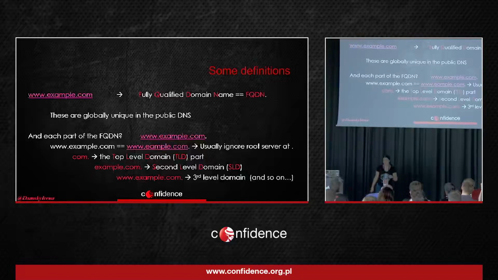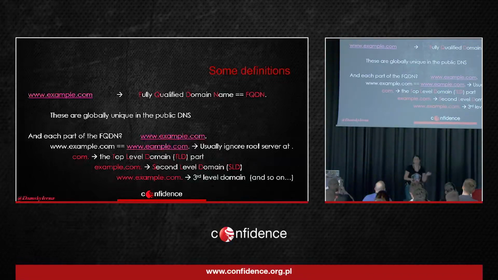Just a few definitions. An FQDN is a fully qualified domain name. Every FQDN is unique in the domain space. So there is only one fully qualified domain name that looks exactly like this, and it has several parts that are part of every domain name. Going from the end, at the end you have the dot. It's usually omitted because it represents the root servers and it's in every domain name, so we don't bother.